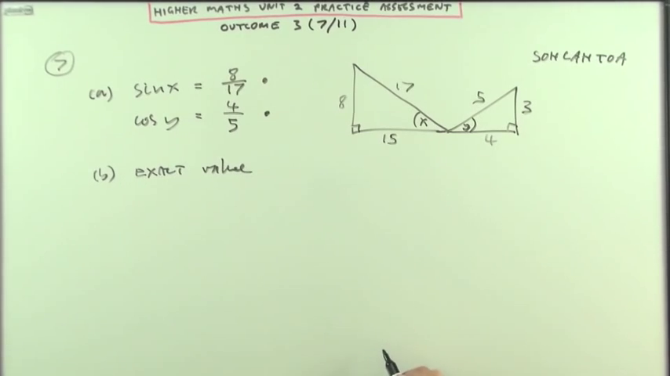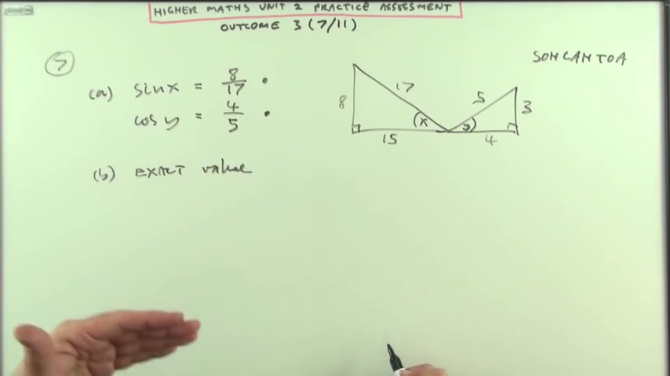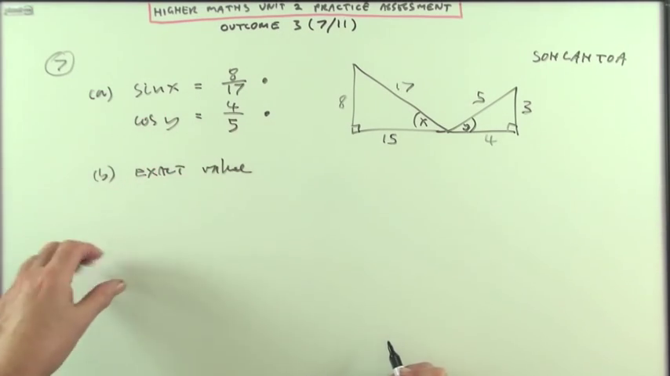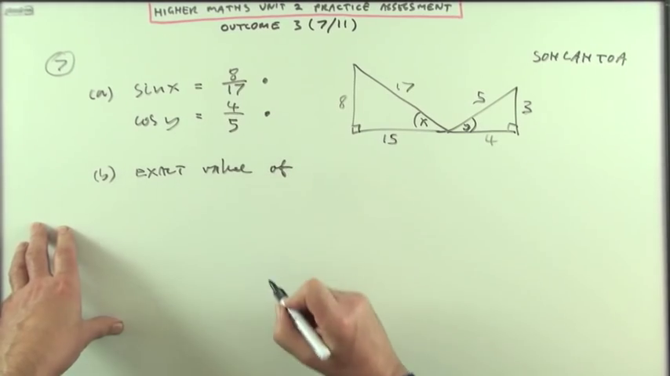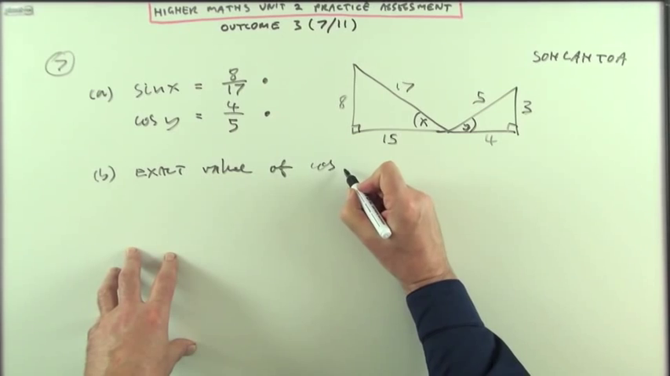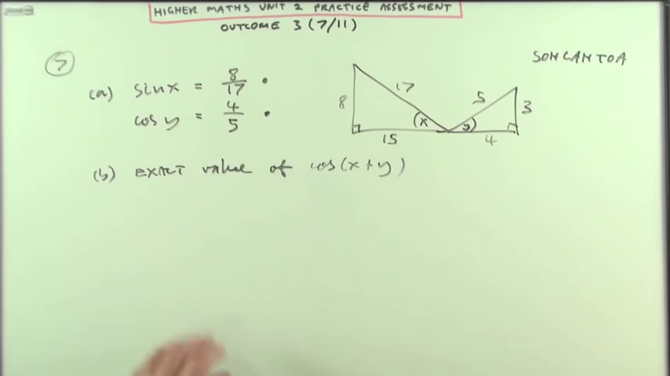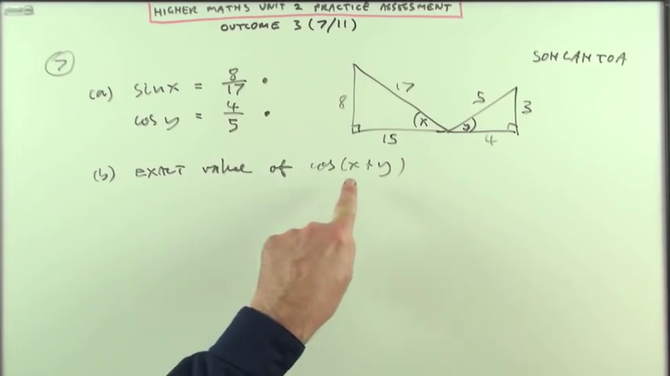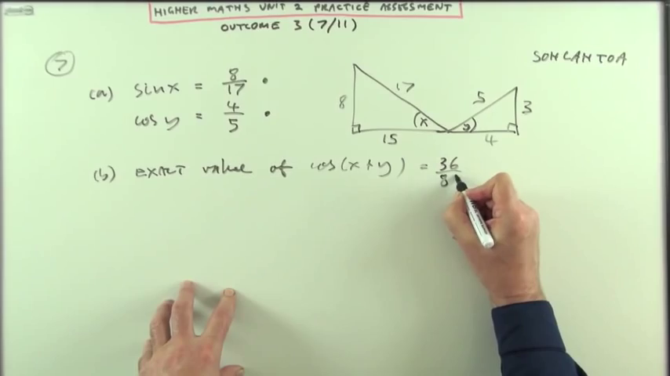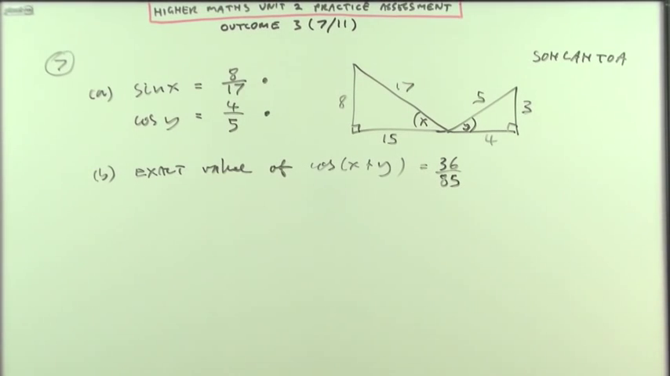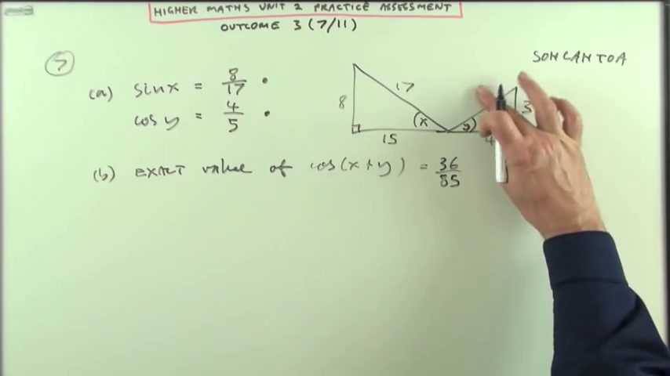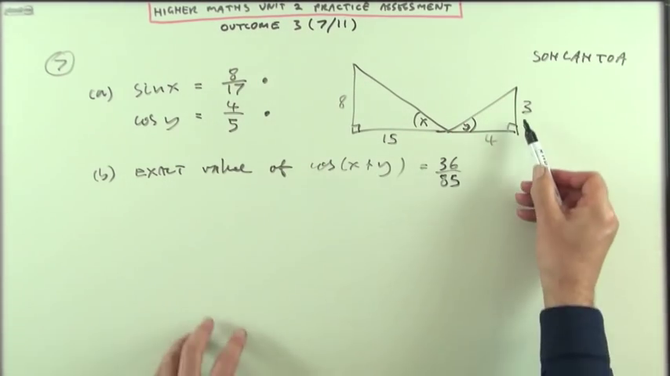Part B will ask you to demonstrate that the exact, and that's an important thing, the exact value of some compound angle, again, it could be a cosine, it could be a sine, sine of x plus y or x minus y, the cosine of x plus y, x minus y, to show the exact value of one of those is equal to a certain fraction. I'll just, for this one, say of cos x plus y. Show that the exact value of cos x plus y is 36 over 85 for two marks.